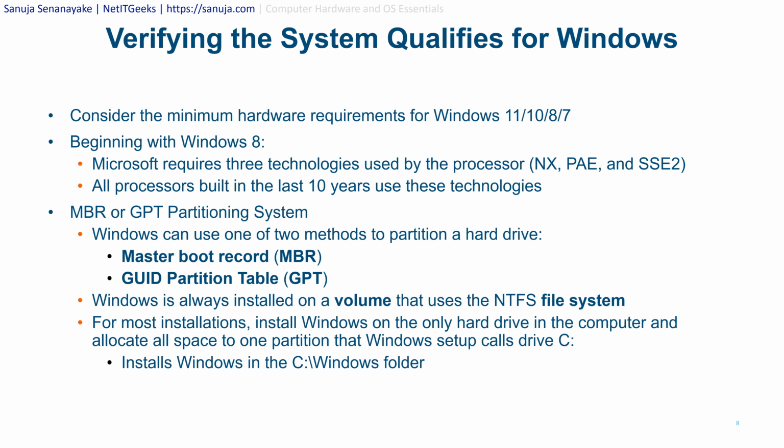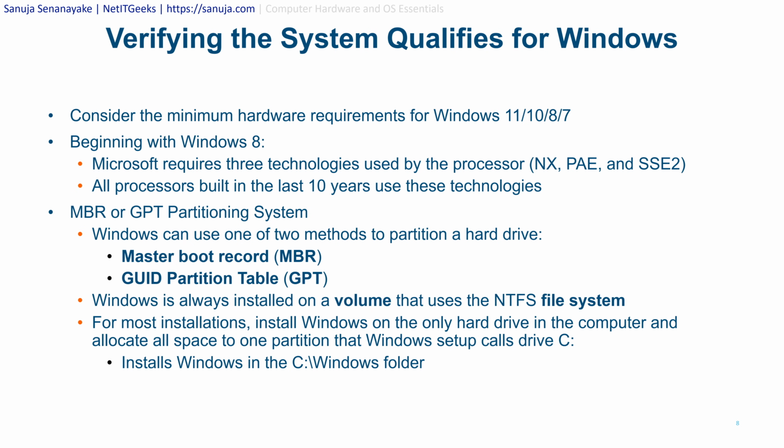And in the A+ certification program, you do not need to know the details of processor architecture. That is much more advanced than what you need to know. We just need to know that beginning with Windows 8, your processor cannot be older than probably 10 to 11 years. So that's the oldest processor you can install.